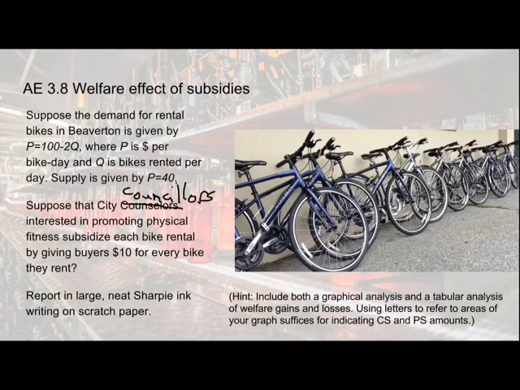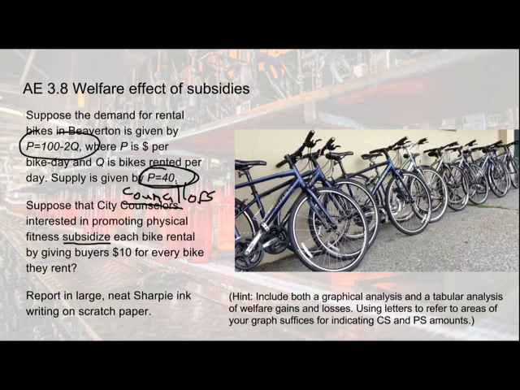All right. So the big change here is that price is just a flat line at 40. I did that because it makes it a little bit easier and also makes it correspond to the homework problem quite a bit more tightly. So here we've got this same demand function as before, now just a flat line at 40 for the supply. And now to encourage fitness, the city government subsidizes each bike rental by giving buyers $10 for every bike they rent. So it's something that would cost consumers $40 instead costs them $30.